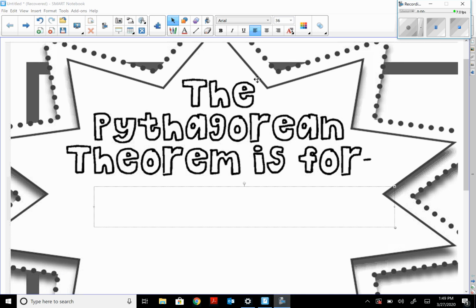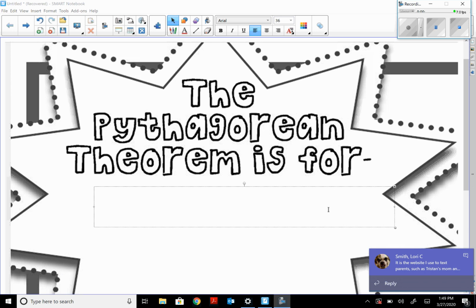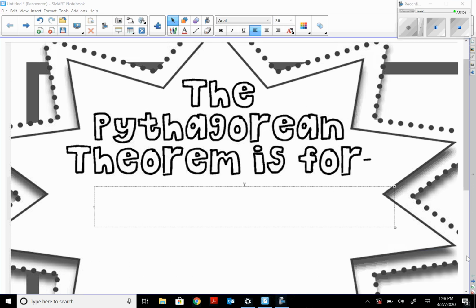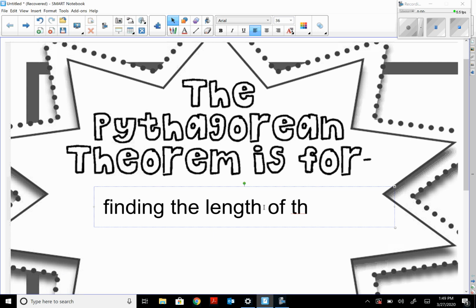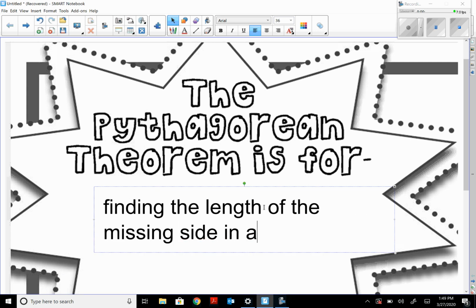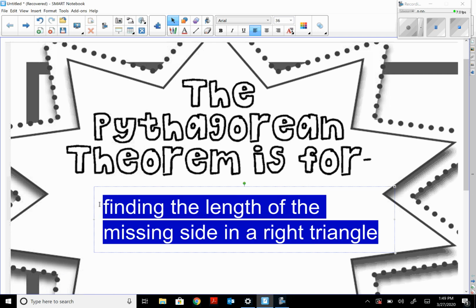So go ahead and take notes with me. Right now I'm starting in the top left corner of your paper, where I want you to fill in when do you use the Pythagorean theorem. The Pythagorean theorem is for what? And it is for finding the length of the missing side in a right triangle. And it only works in right triangles. It will not work with acute or obtuse triangles.